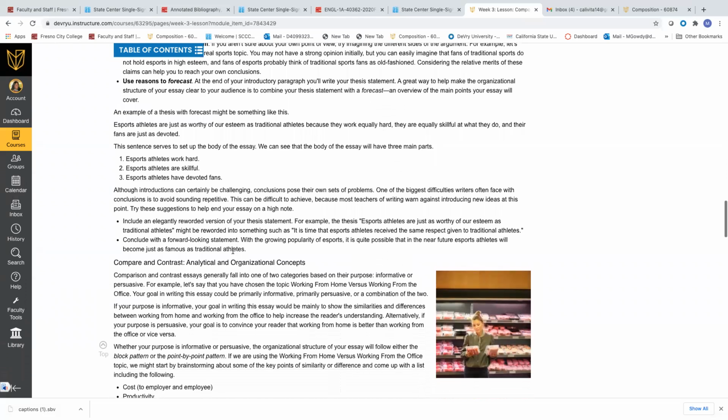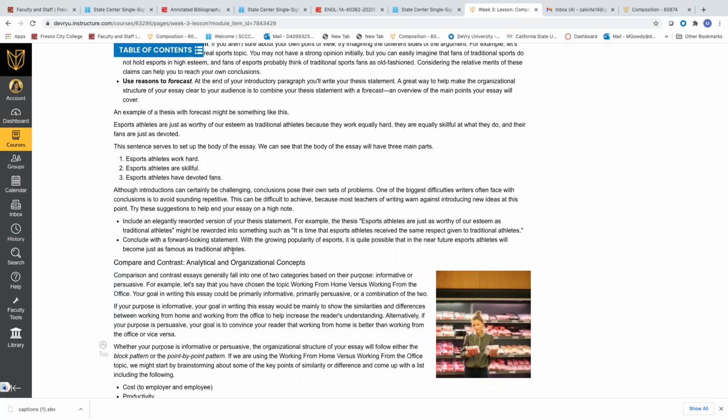So, although introductions can certainly be challenging, conclusions pose their own set of problems. One of the biggest difficulties writers can face with conclusions is to avoid sounding repetitive. And you have to resist that challenge to just go ahead and repeat something that you have said above. So resist that temptation to come back and just cut and paste your introduction into your conclusion.